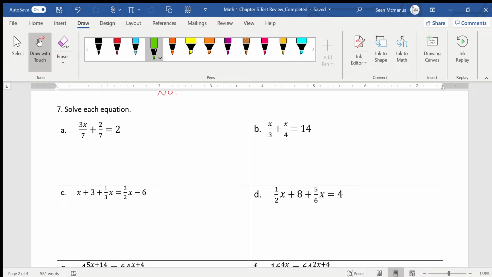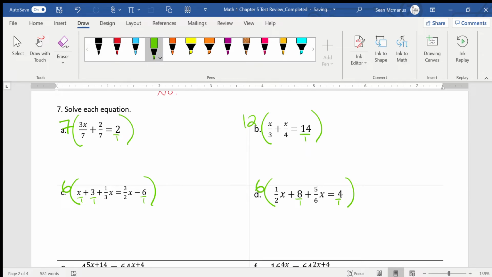So right over here, our lowest common denominator, 7, 7, and 1, is a 7. Right over here, our lowest common denominator, 3, 4, and 1, is a 12. Right here, our lowest common denominator, 1, 1, 3, 2, 1, is a 6. And here, my lowest common denominator, 2, 1, 6, 1, is 6.